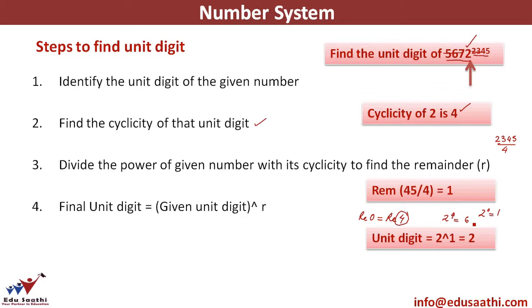So the only thing that you have to take care is, when you are getting a remainder of 0, that does not mean it will be 2 raised to power 0. It will be 2 raised to power 4 if you are dividing it with 4. If you are dividing it with 2, which is the case of 4 and 9, it will be that unit digit raised to power 2.